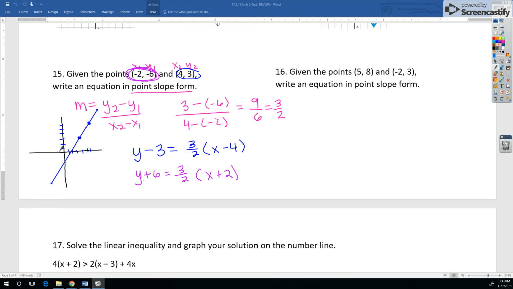I'm going to go to the point negative 2, negative 6. Negative 2, 1, 2, 3, 4, 5, 6. Negative 2, negative 6, oh, look at that. Now I'm going to count out my slope, 3 over 2. 1, 2, 3, 1, 2. It's the same thing.